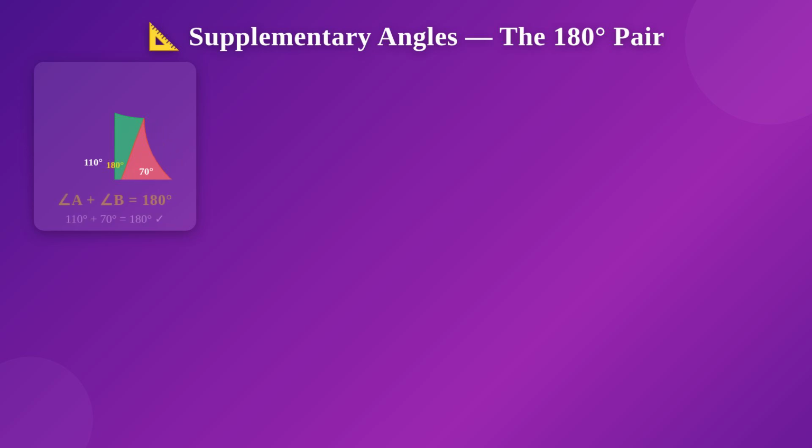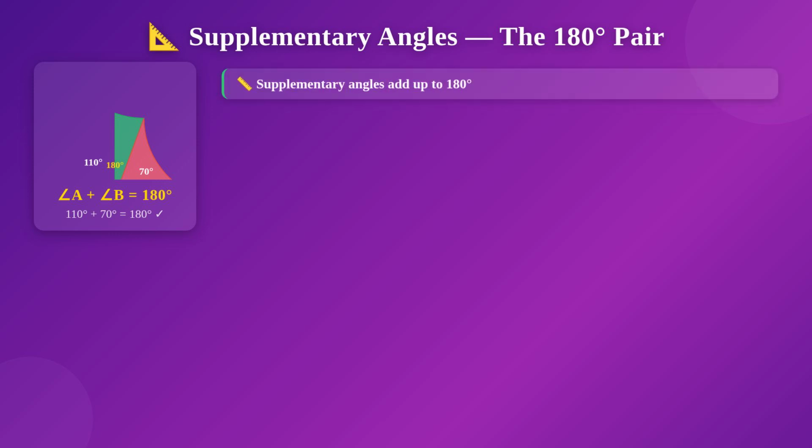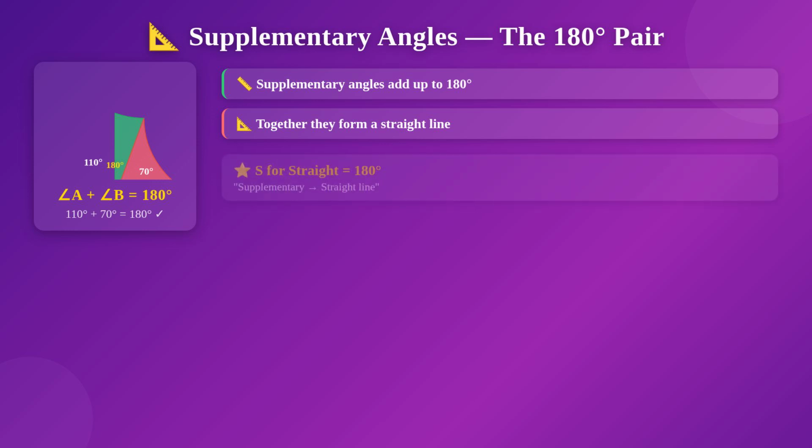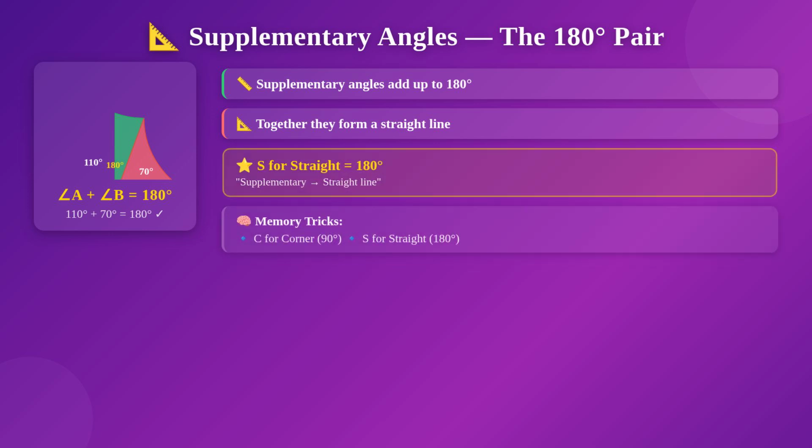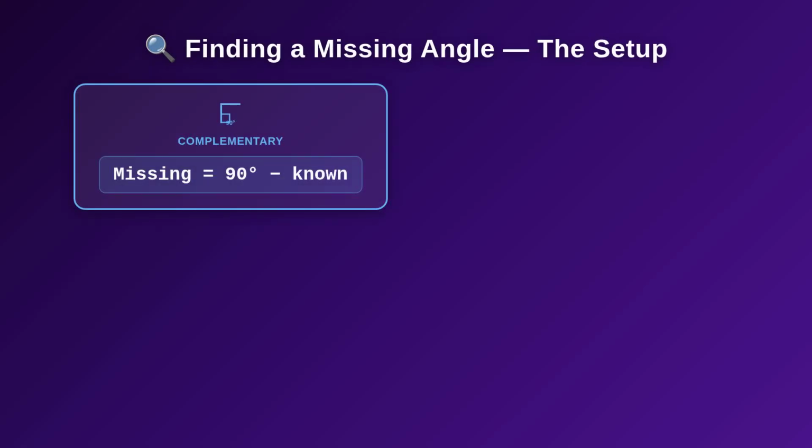Now let's meet the second pair, supplementary angles. Two angles are supplementary when they add up to exactly 180 degrees. Together, they form a perfectly straight line. For example, 110 degrees and 70 degrees are supplementary because 110 plus 70 equals 180. And here's Maya's second memory trick. Supplementary starts with S, and S stands for straight. A straight line is 180 degrees. Complementary equals corner, 90. Supplementary equals straight, 180. Write those two tricks down, seriously. They will save you on every test.